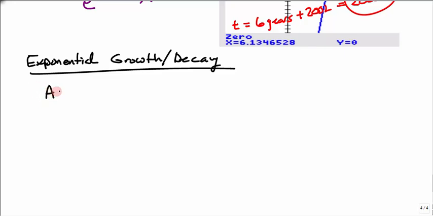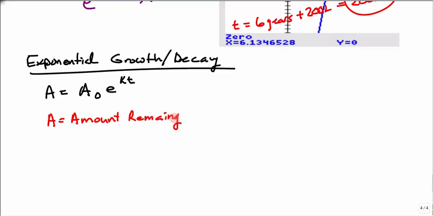So the model is A equals A naught e to the kt. Now this 0 is not a base, it's A naught. It means our initial value. So let's go ahead and define everything here. So this value of A equals the amount remaining. And this is if we're talking about exponential decay. If we're talking about exponential growth, it's the amount that everything has grown to. A naught is our initial amount. So what we started with, how much we started with.